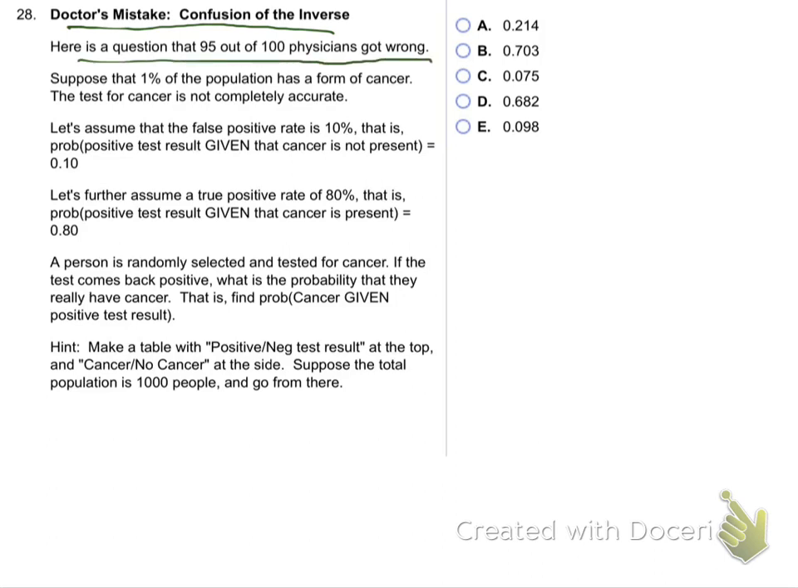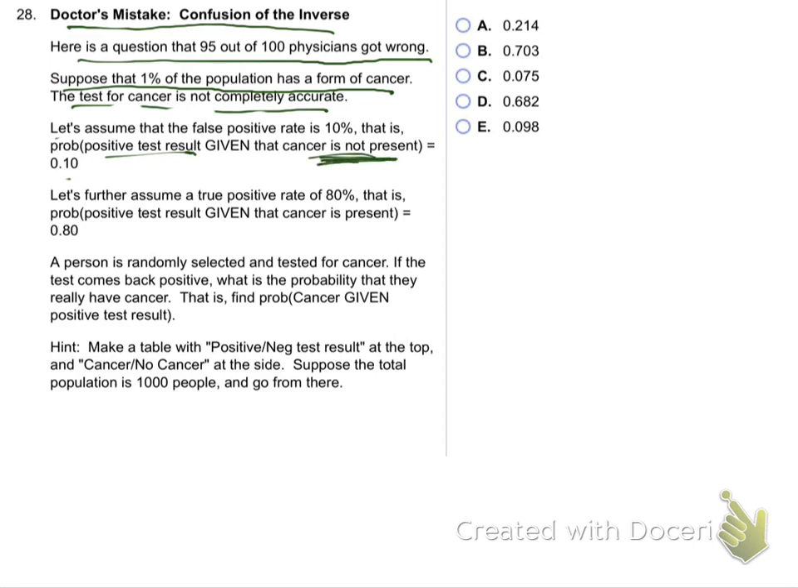It's a famous question. So, suppose that 1% of the population has a form of cancer. The test for cancer is not completely accurate. Let's assume that the false positive rate is 10%. That is, the probability of a positive test result, given that cancer is not present, is 10%. So what that's saying is, if you go to the doctor, the probability of getting a positive test result, given that you don't have cancer, right?